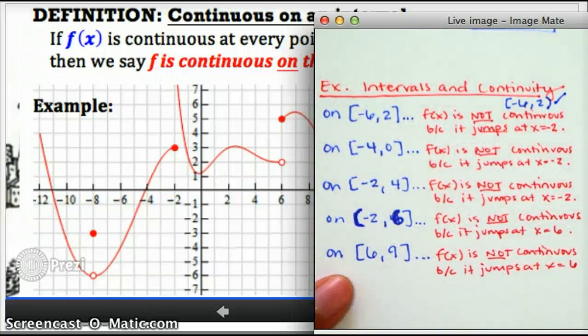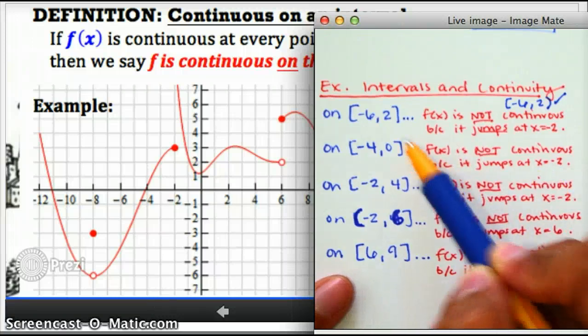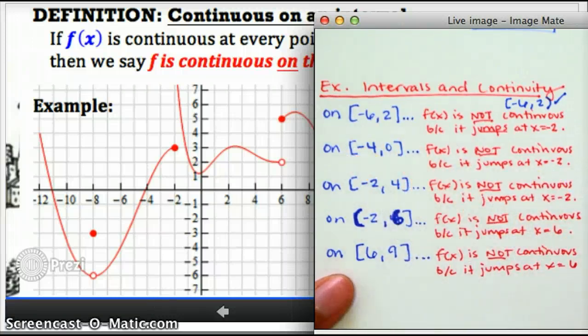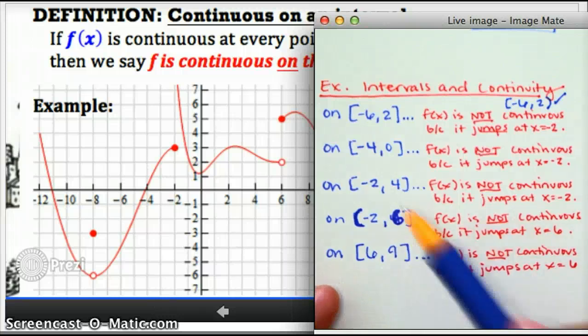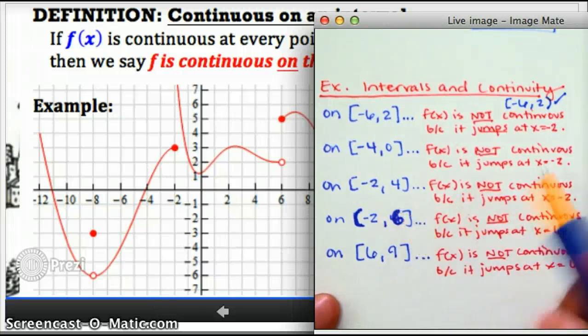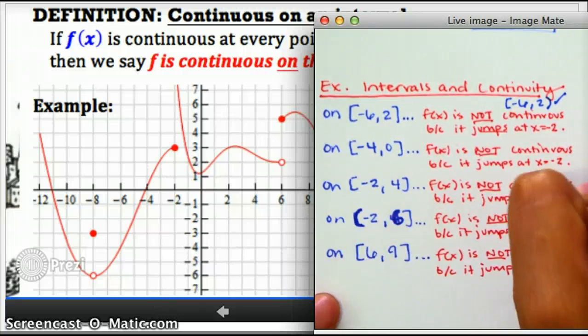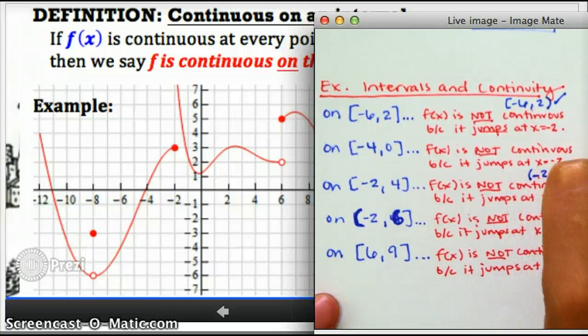From -4 to 0, we are crossing this point at -2, which has an infinite discontinuity and a jump on one side. So that's clearly just not right, and there's nothing you can really do simply to fix this one. Similarly, this one includes -2. If I had changed it to an open circle, the open circle from -2 to +4, that's actually fine. It's continuous that whole way.